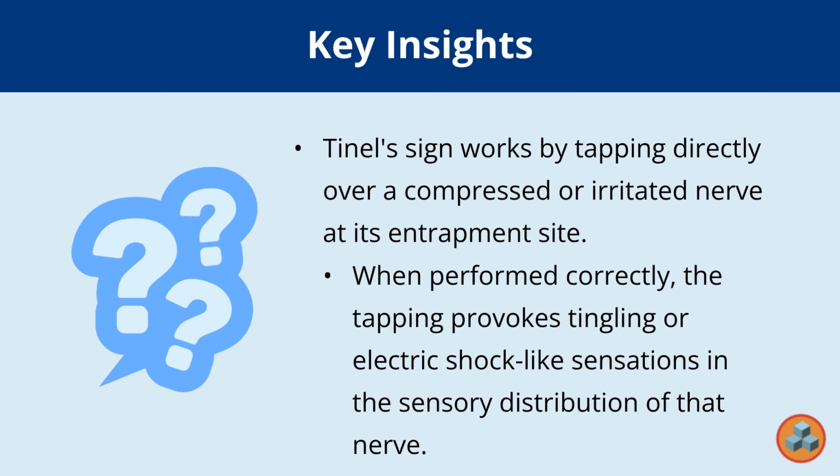Recall that Tinel's sign works by tapping directly over a compressed or irritated nerve at its entrapment site. When performed correctly, the tapping provokes tingling or electric shock-like sensations in the sensory distribution of that nerve, what we call a positive Tinel's sign. So the question really comes down to one thing: where does the tibial nerve travel as it passes through the tarsal tunnel? Let's explore each of the options.